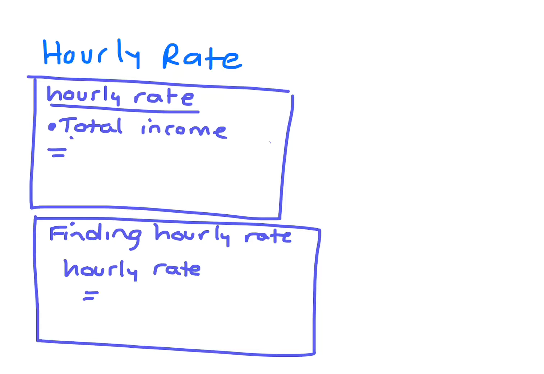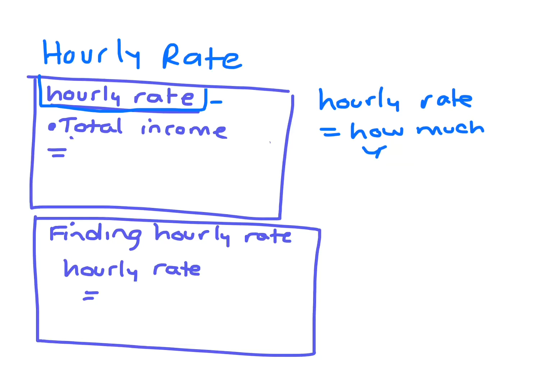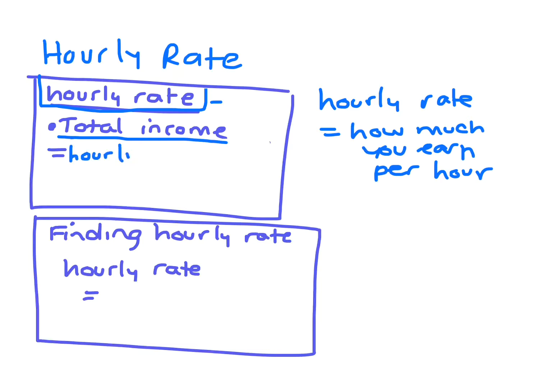Okay, so I just want to run through hourly rate. Now the hourly rate is how much money you earn each hour. To get your total income, if you've got your hourly rate, you need the number of hours. So your total income will be your hourly rate, and then all that you need to do is times it by the number of hours. If you times it by the number of hours, you'll get your total income.